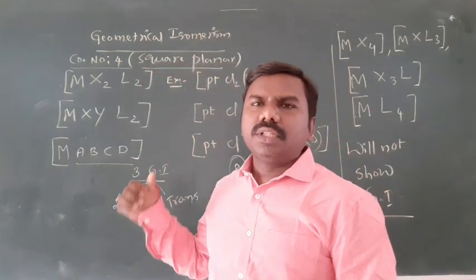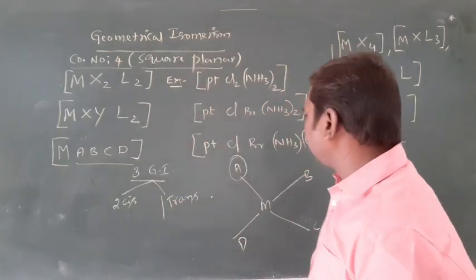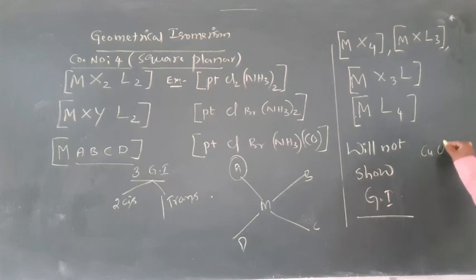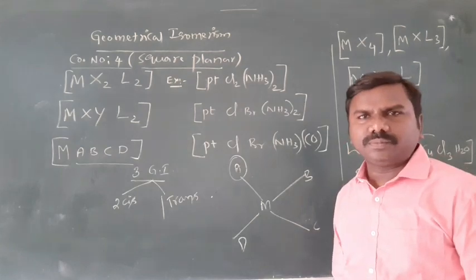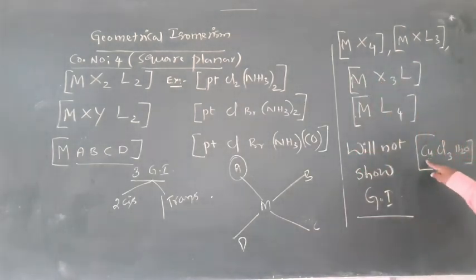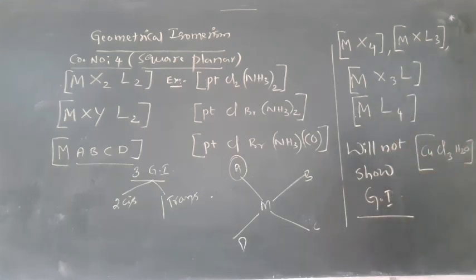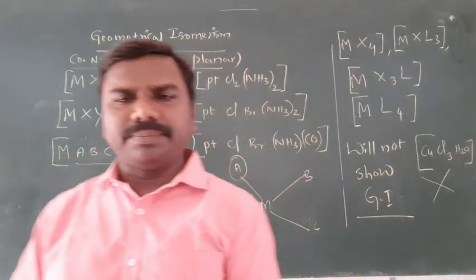So which is showing, which is not showing. For example, Co, otherwise Cu, Cl3, next H2O. Will it show geometrical isomerism? No, because it is M X3 L type or M X L3 type. That's why it never shows geometrical isomerism.